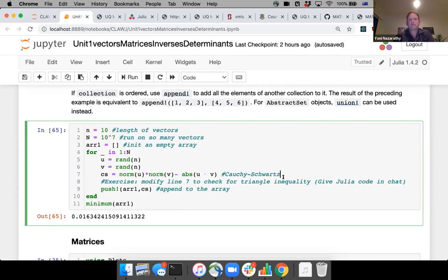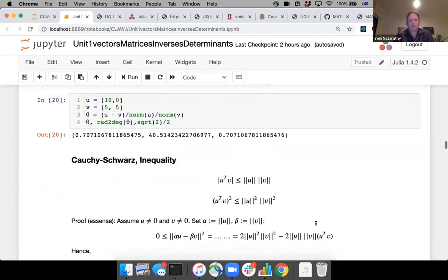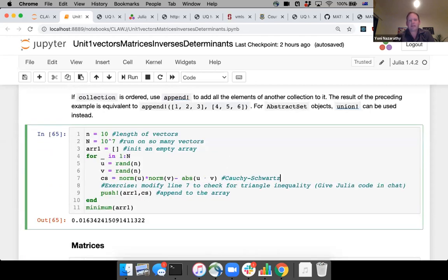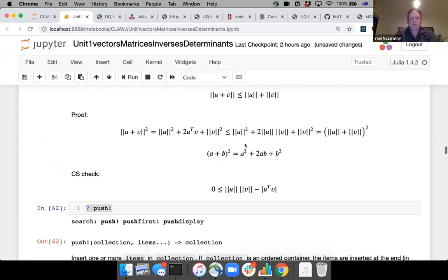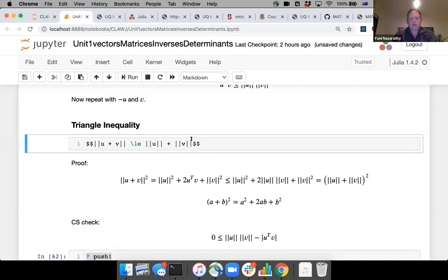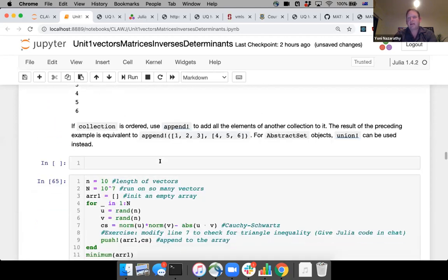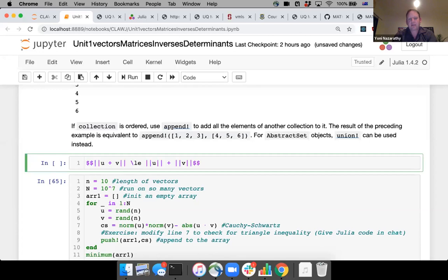Triangle inequality is that the norm of the sum is less than the sum of the norms. So what do I want to be positive? Come on, somebody give me some code in Julia chat. Check if CS is less than zero. No, not exactly, because triangle inequality doesn't deal with inner products. As you work on it, I'll start to copy it here. Again, this program is kind of a silly program. It's checking something that we know is mathematically true, but that's not a bad thing. Then we see that we can program okay, and we see that the math is okay. So this is a triangle inequality.